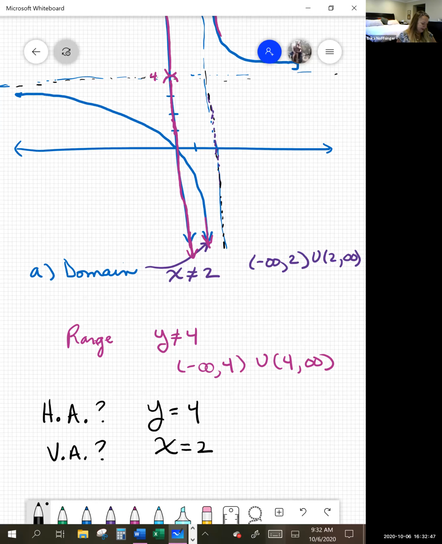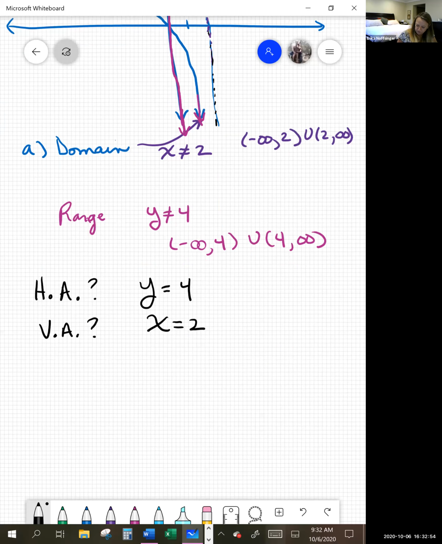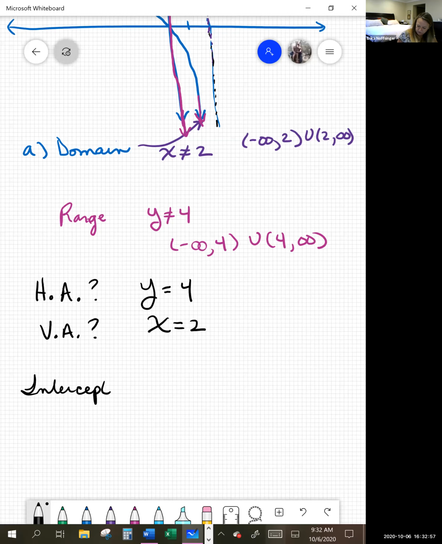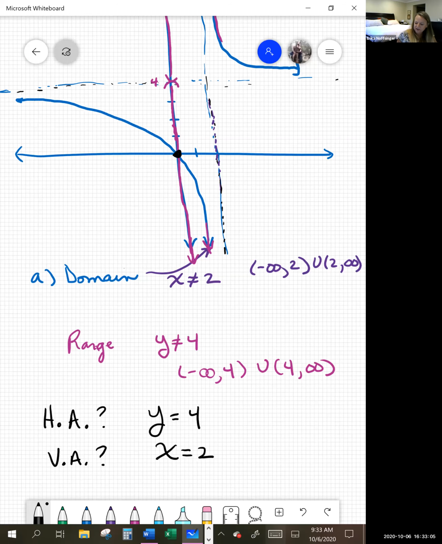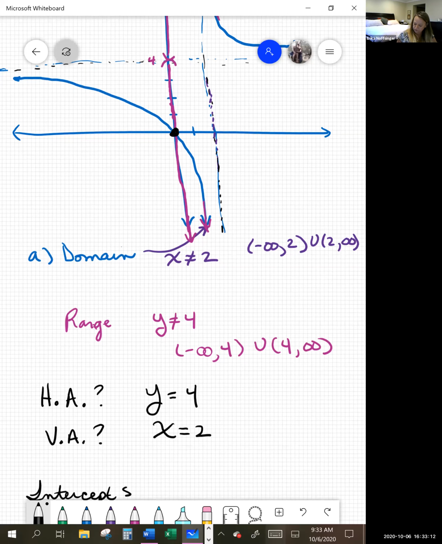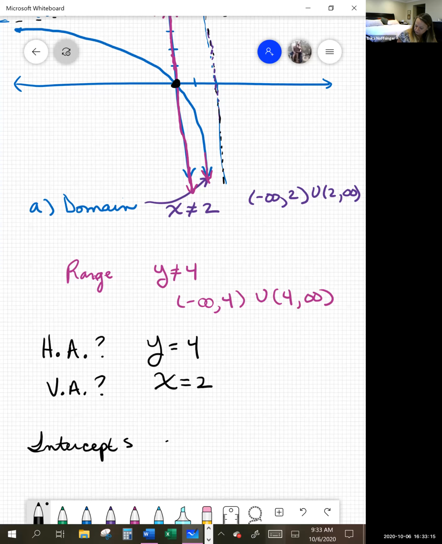And wanted to know about any intercepts. Well, this one right here, the x and y intercepts are the same. It's crossing at the origin. And then oblique, no.